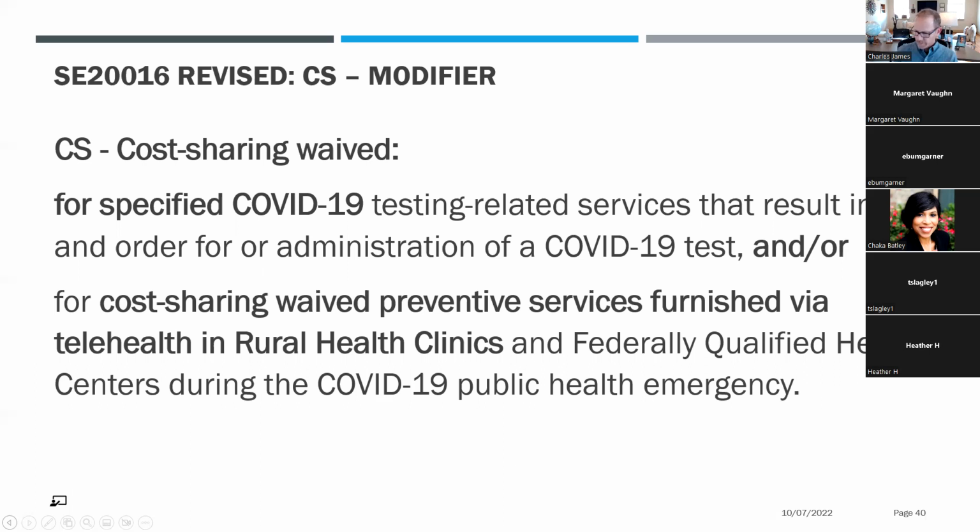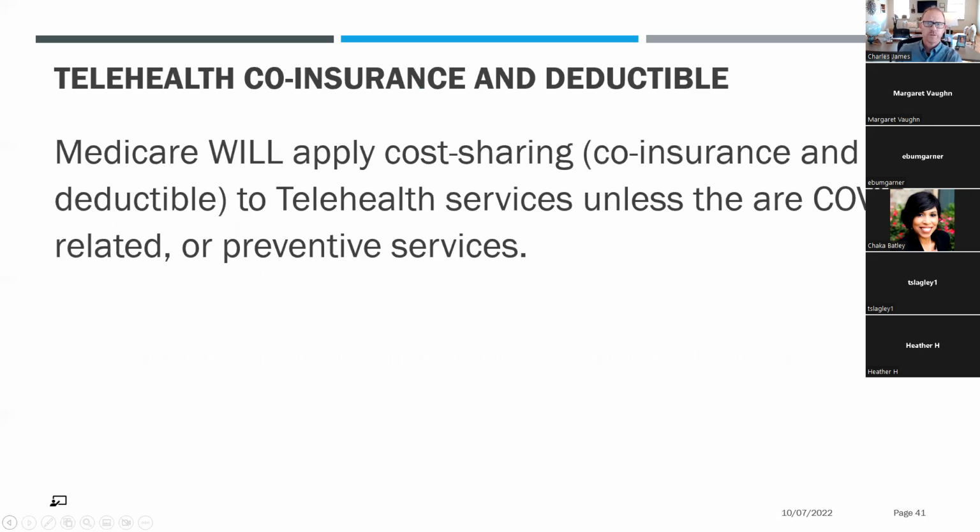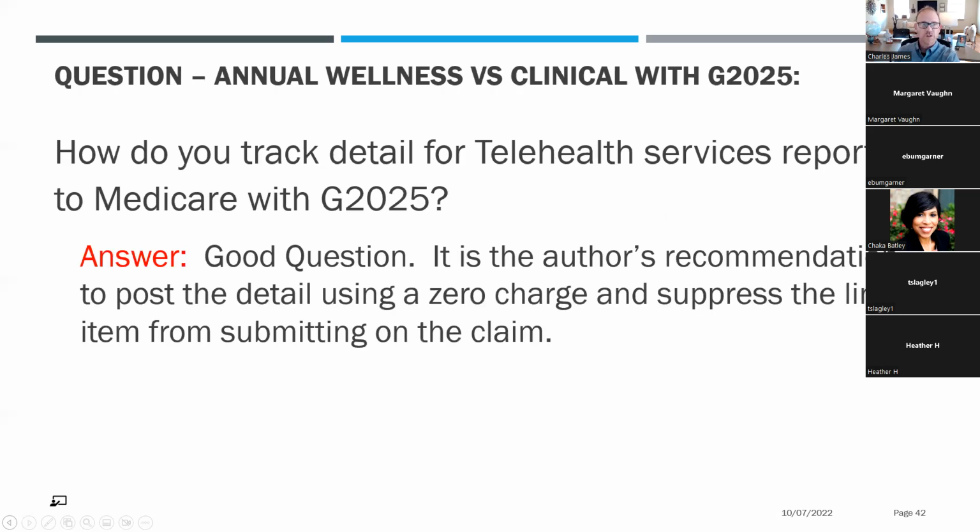Cost sharing was waived, right? We can't have annual wellness visits and co-insurance. Medicare for G2025 will apply a co-insurance, so they established that CS modifier so we wouldn't have co-insurance or deductible amounts. Here's the problem.